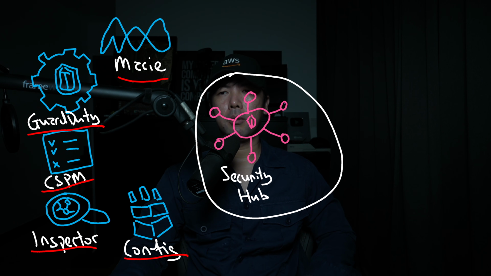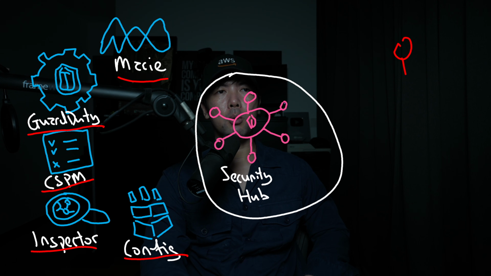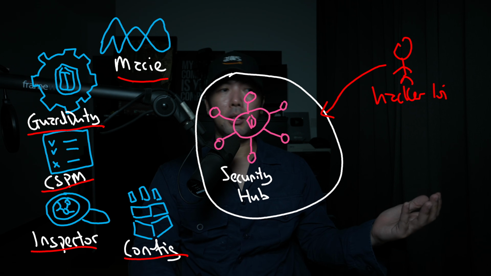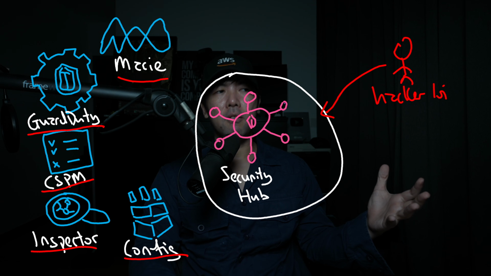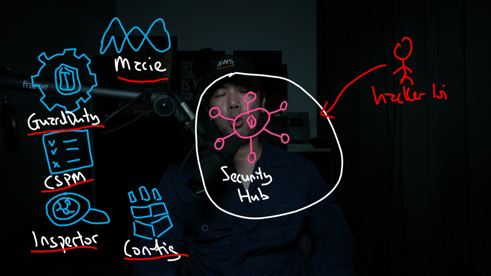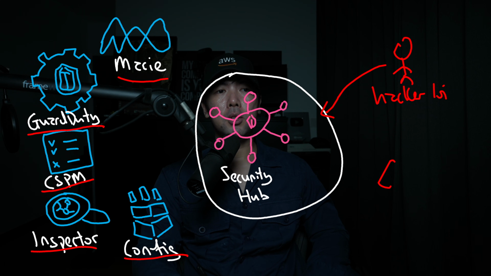And who can use it? It can be your security analyst. In this case, maybe you have your best friend forever, Mr. Hacker Loy, who is going to be accessing Security Hub to look up vulnerabilities in the environment, to look for gaps in the environment, and then after that, be able to remediate all of these different types of security findings. Or it could also be CISO Loy.